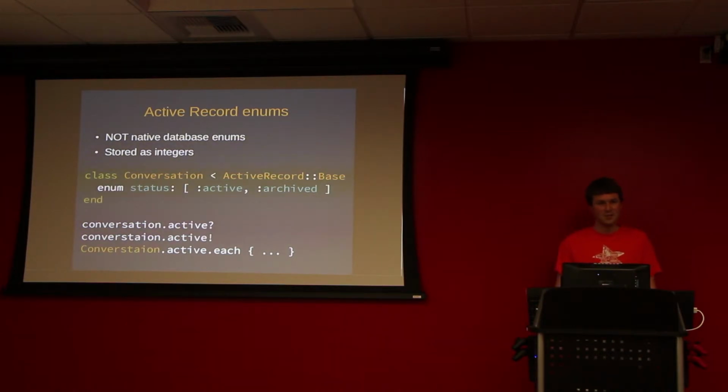A kind of interesting feature that was added to Active Record in Rails 4.1 is Active Record enums. And it's a little bit misleading because these do not correspond to database-level enums. If you're using a database like Postgres, a lot of databases support built-in enums.